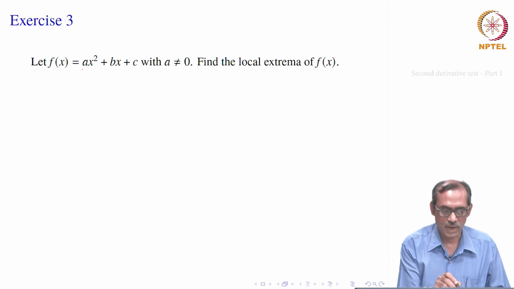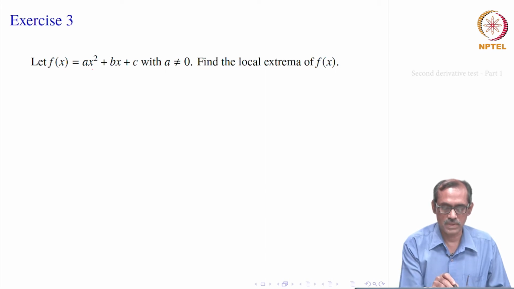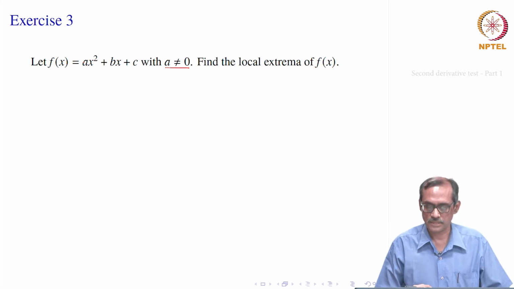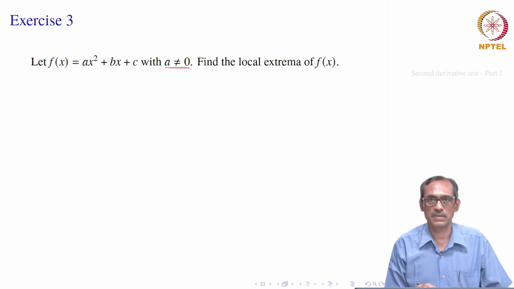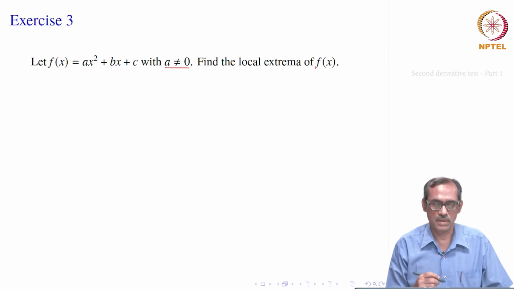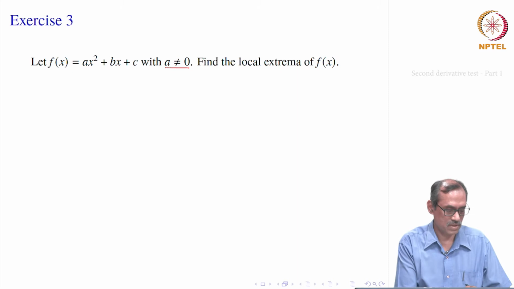Now, we have a quadratic here, f(x) = ax² + bx + c. Quadratic means we assume that a is not equal to 0, the x² coefficient is non-zero. We want to find the local extrema of f(x), that is, local maximum and local minimum if they occur. So, it is very straightforward.